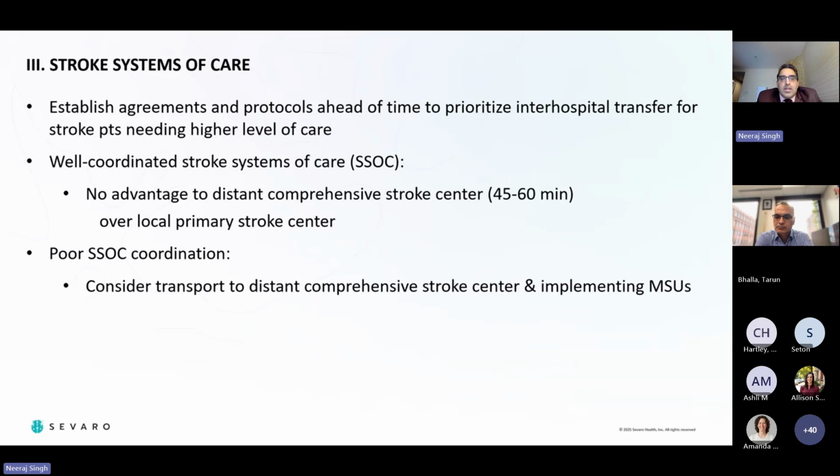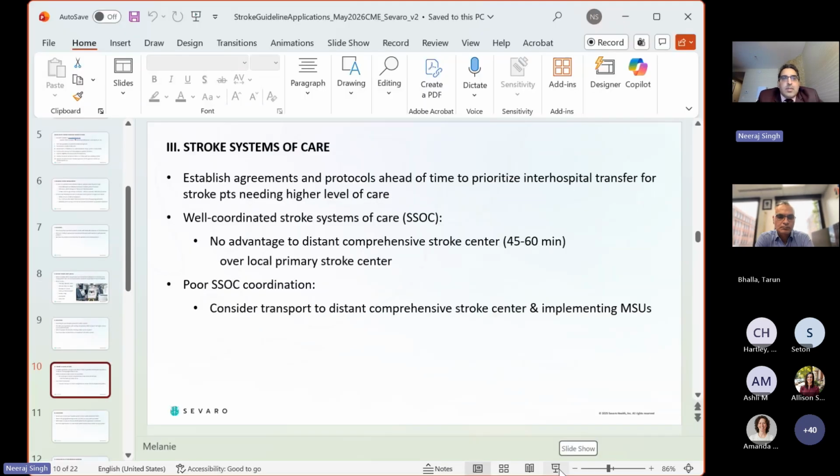But also there's a recommendation that these are communities that are ripe for the benefit of mobile stroke units to be implemented there. So can I ask you also, Dr. Bhalla, a little bit about how the inter-hospital transfers and the systems of care for stroke work for your hospital and in your county and community?